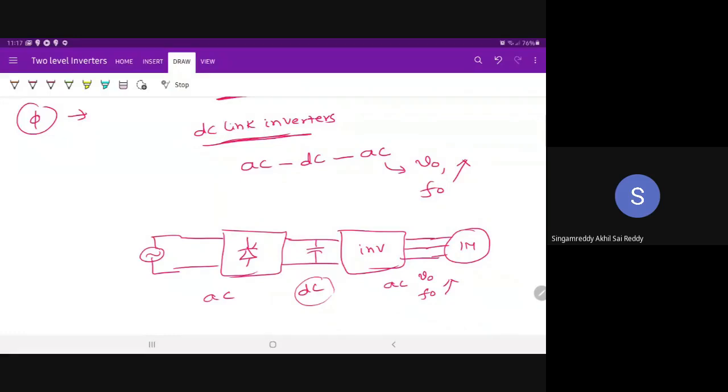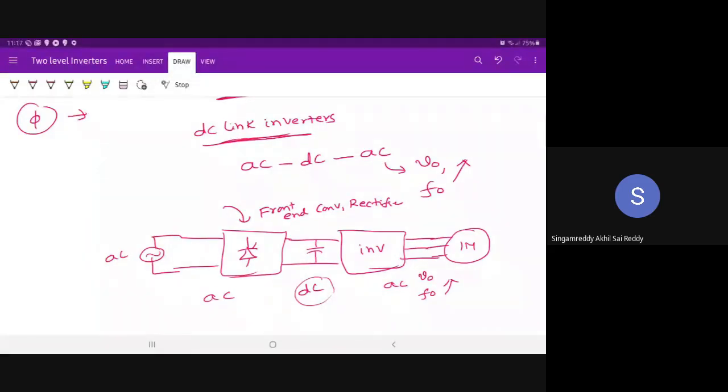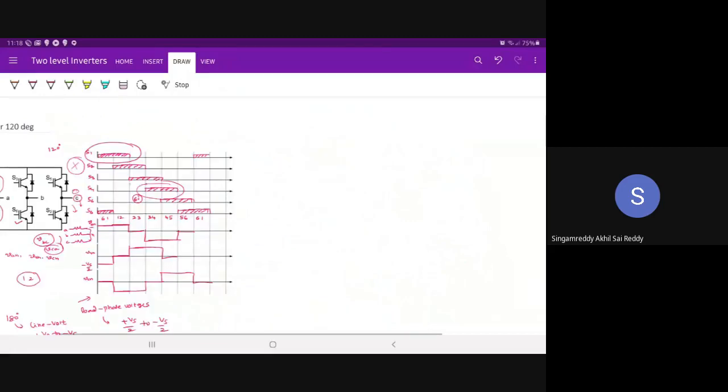This is known as the front end converter or front end rectifier. And this is the back end, the actual inverter. We'll discuss this in later classes if we have time. Now we'll come to our objective.